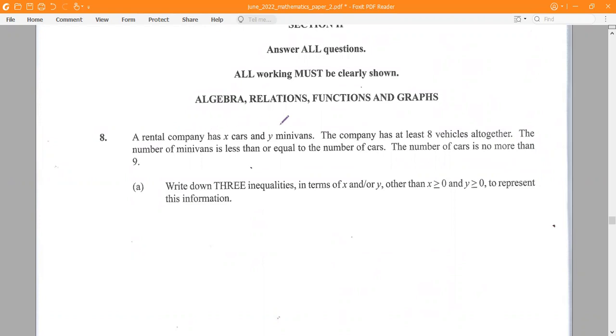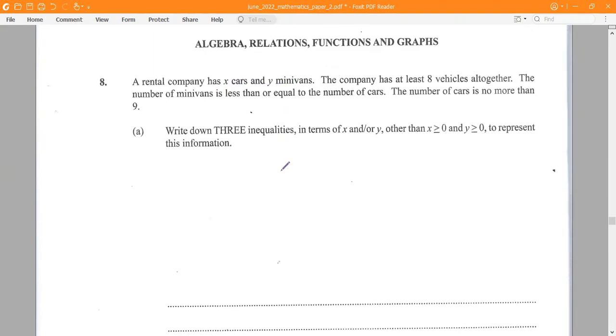A rental company has X cars and Y minivans. The company has at least 8 vehicles altogether. The number of minivans is less than or equal to the number of cars. The number of cars is no more than 9. So write down 3 inequalities in terms of X and/or Y, other than X more than or equal to 0 and Y more than or equal to 0, to represent this information.